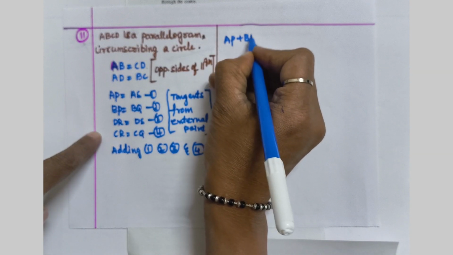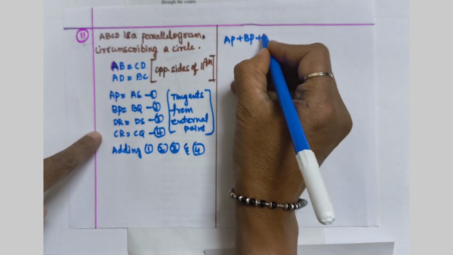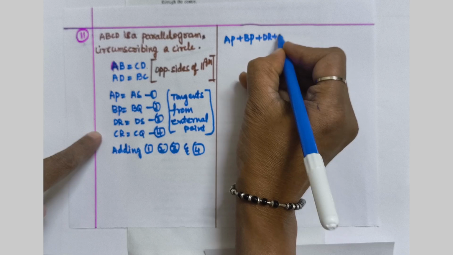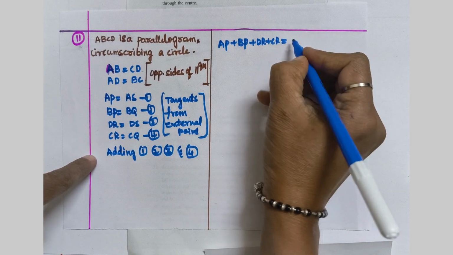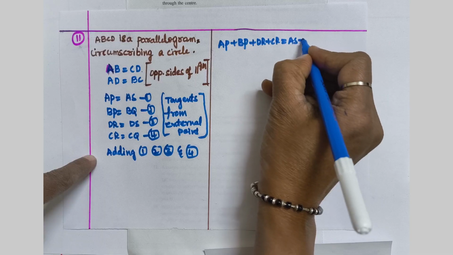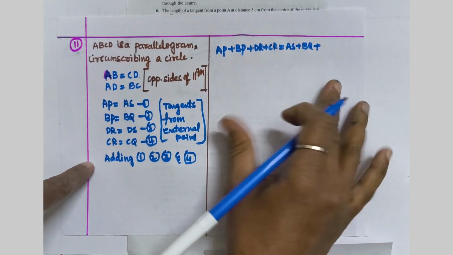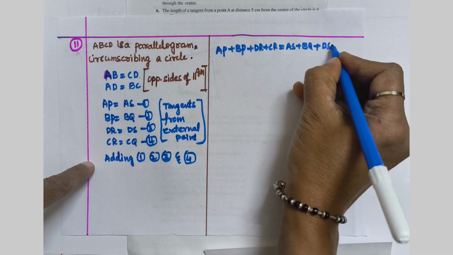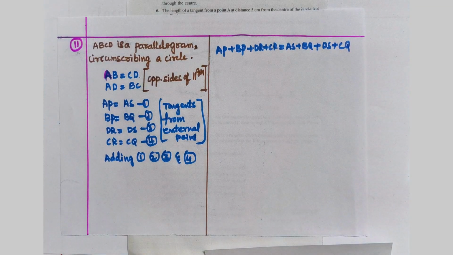AP plus BP. Next, what is there? CR, DR, CR plus DR. It is equal to, you take the right side, AS, BQ: AS plus BQ plus, next what is there? DS plus, next what is there? CQ. Carefully you add it, okay?